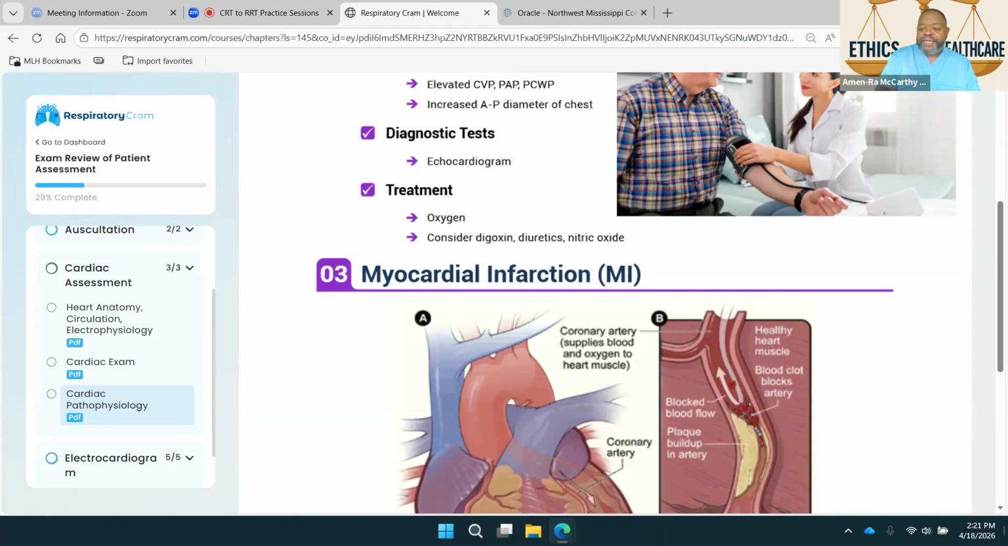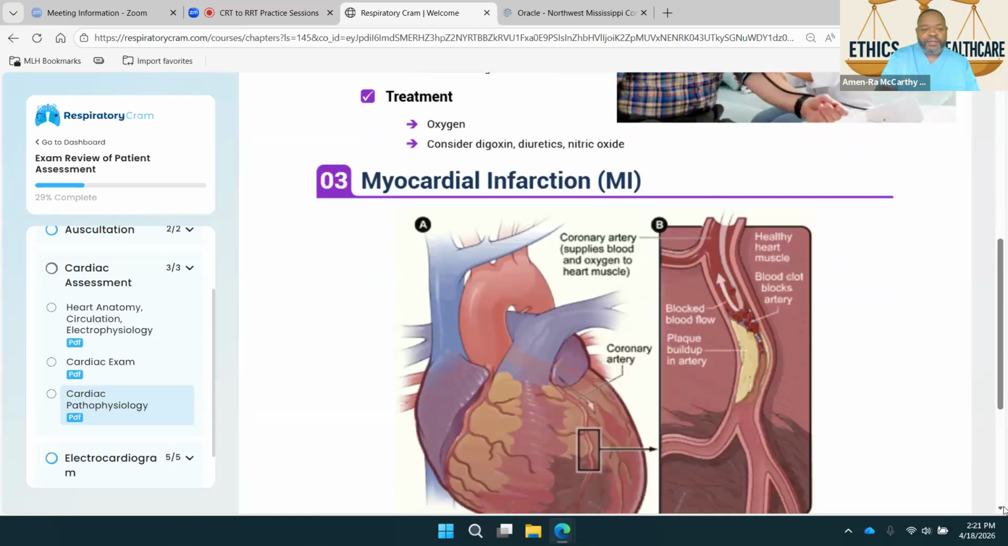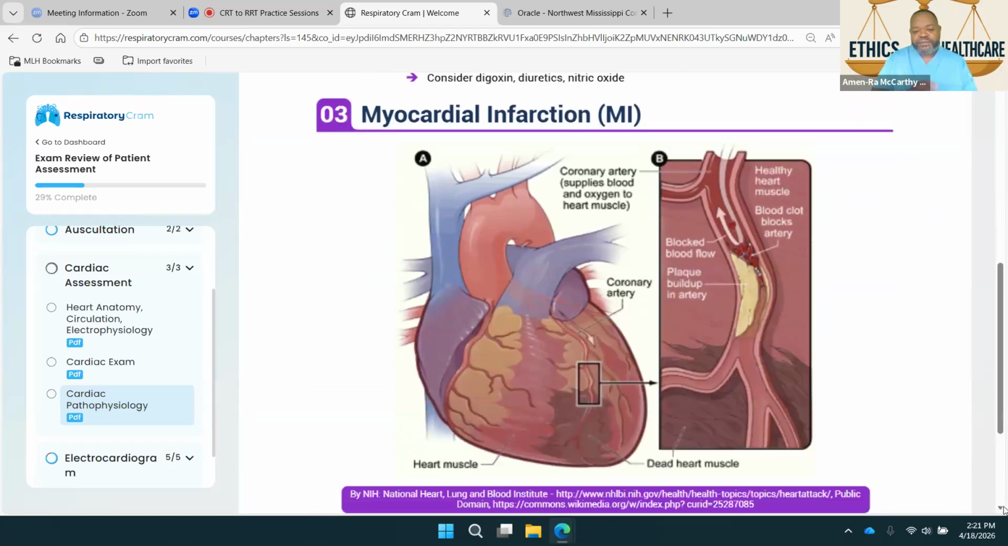All right. What about an MI? The third thing, myocardial infarction, right? Now, remember, a myocardial infarction is simply when there is death of the heart tissue, right? And the reason why the tissue could die is because life-giving blood couldn't get there, okay? Now, why wouldn't it get there? Well, this plaque, right?